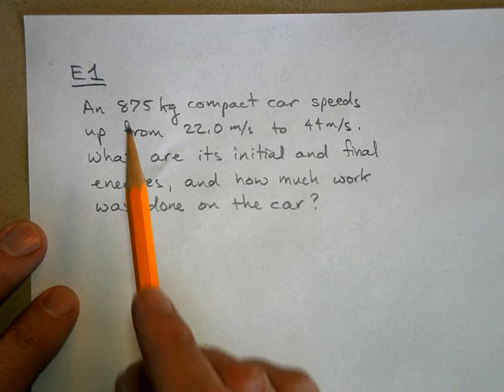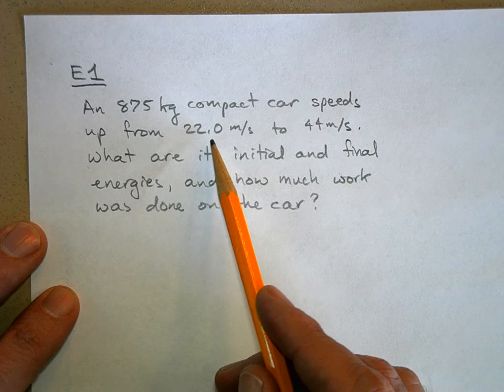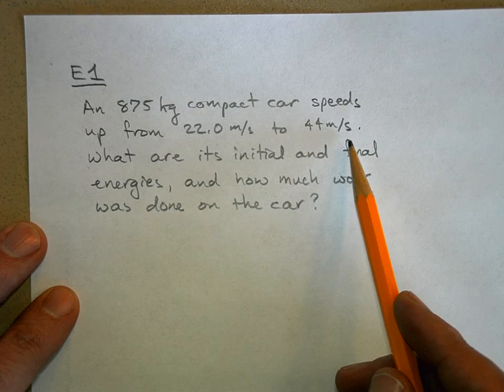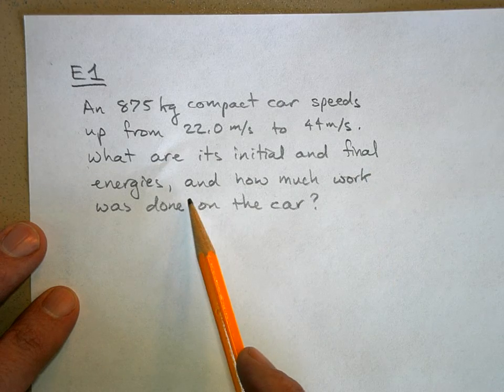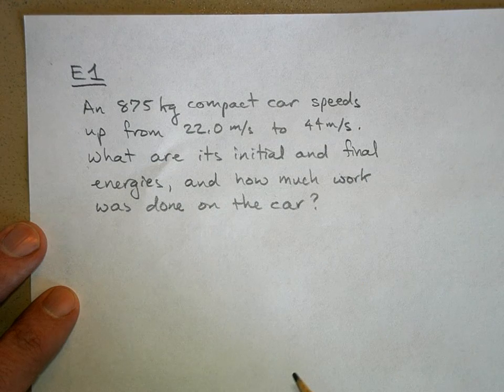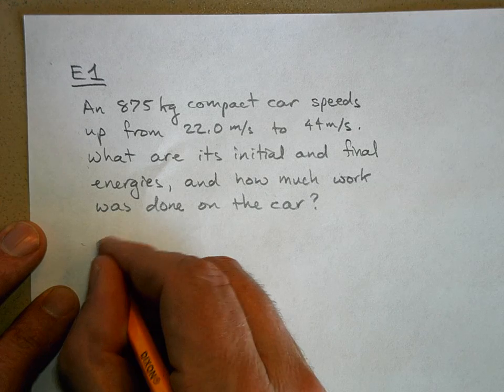First example: an 875 kilogram compact car speeds up from 22 meters per second to 44 meters per second. What are its initial and final energies, and how much work was done on the car? Okay, so let's do given.